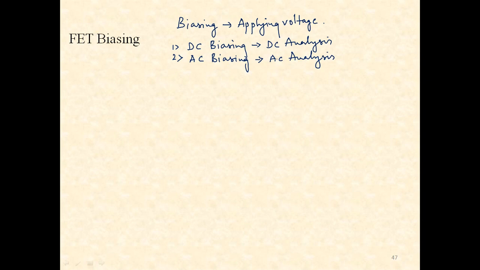Before we try to understand AC analysis, it would be better for us to understand DC biasing as well as DC analysis first. So let's try to put a very simplistic picture of the need for biasing with respect to transistors. Let me just consider a transistor. It could be a BJT, a JFET, or a MOSFET. Let me just write it as transistor.